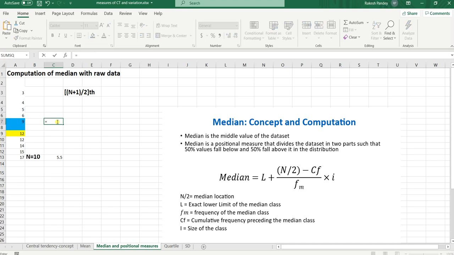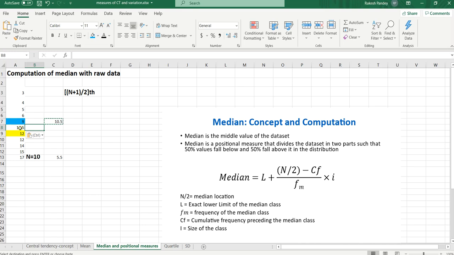I have made some error in writing the formula. 9 plus 12 divided by 2. So this is one value which is not in the data set, but we can assume that this is in the data set. I am placing it here, 10.5. So 10.5 is the median in this condition.